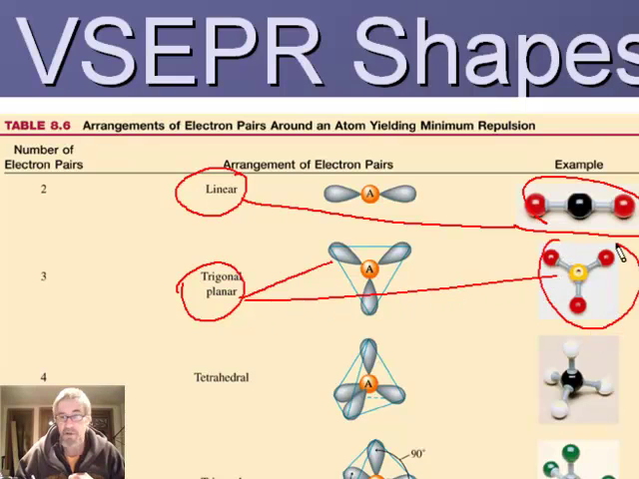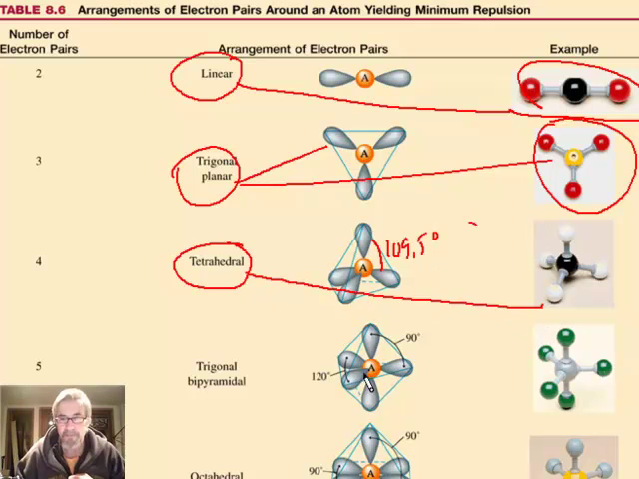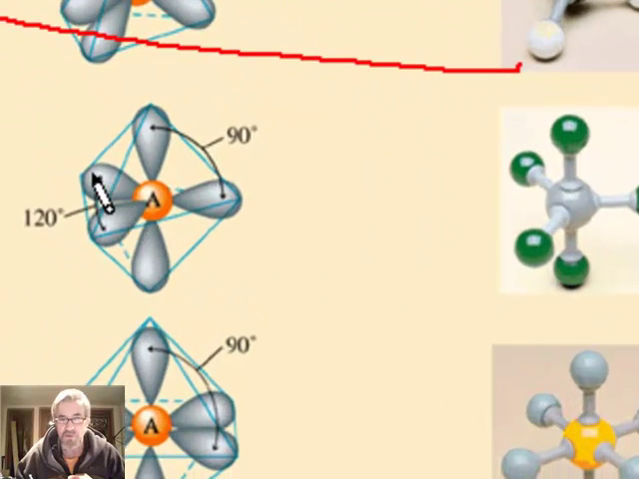A tetrahedral shape is formed when you have 4 regions of electron density. And remember, they have a bond angle of 109.5 degrees. If they're all bonds, then you have this tetrahedral shape. If you have 5 regions of electron density, then you get this trigonal bipyramidal shape. The trigonal bipyramidal shape has 2 bond angles. It has this equator that we see right there that's very much like a trigonal planar. It's got 120 degree bond angles.